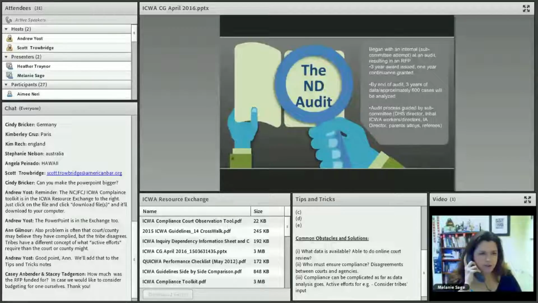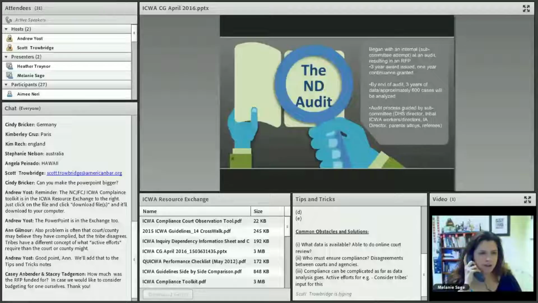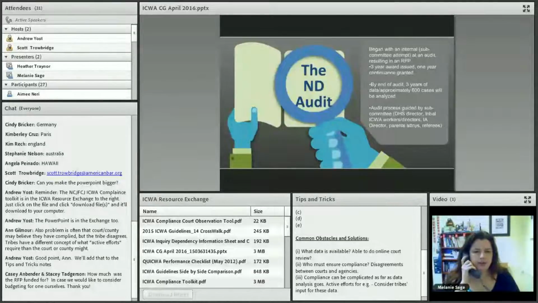How much was the RFP funded for, in case we would like to consider budgeting one for ourselves? We have a contract for about $50,000 a year for this work, and that includes about a 0.55 FTE research assistant who works with me on this project, who does the actual case analysis, and it pays for a little bit of my time for supervision and dissemination and things like that.